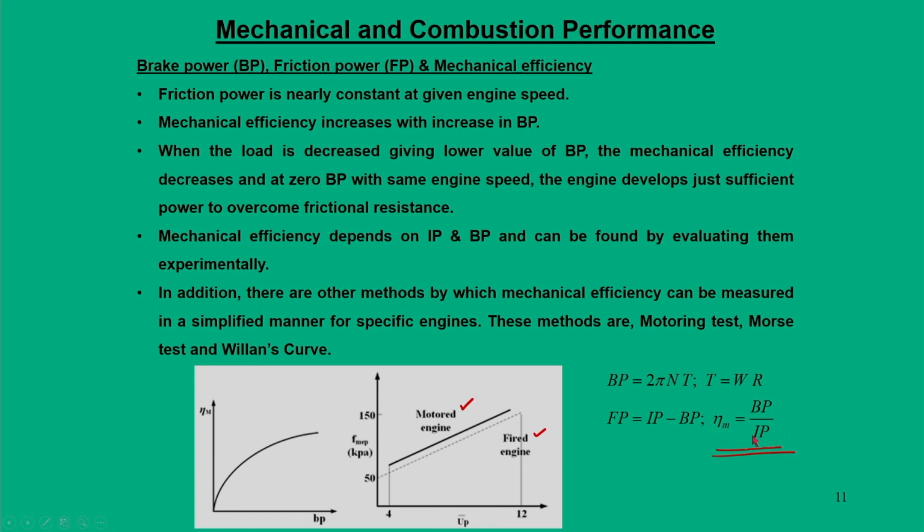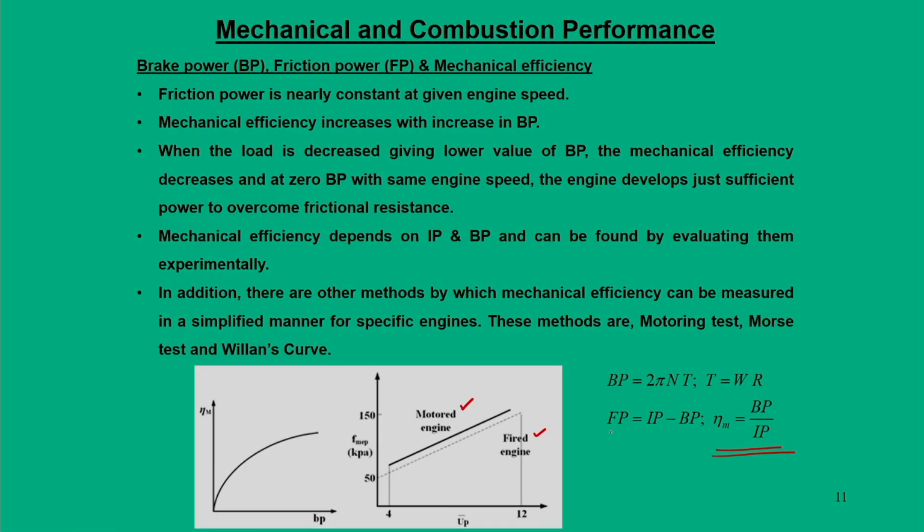Another important point that I need to emphasize is that when the load is decreased, giving a lower value of brake power, the mechanical efficiency decreases, and at zero BP, that is zero brake power with the same engine speed, the engine develops just sufficient power to overcome the frictional resistance. That means, when there is no brake load but the engine is still running, it develops a power and that power is consumed through the frictional resistance, and we call this the friction power.